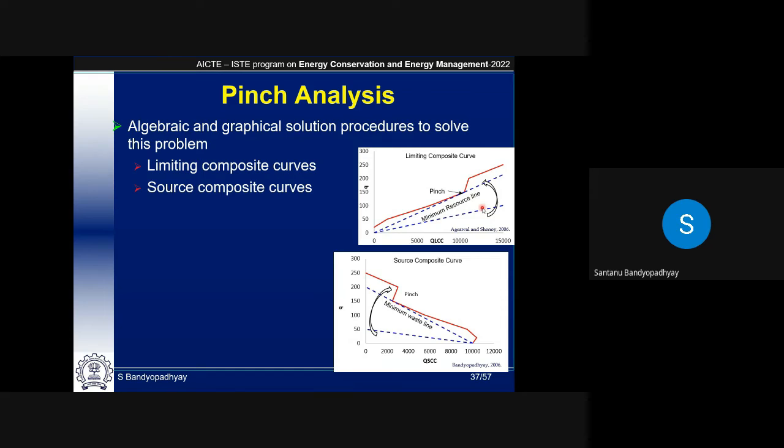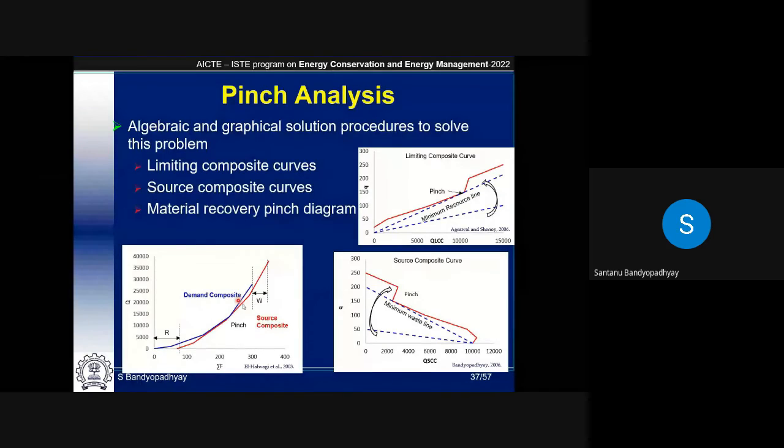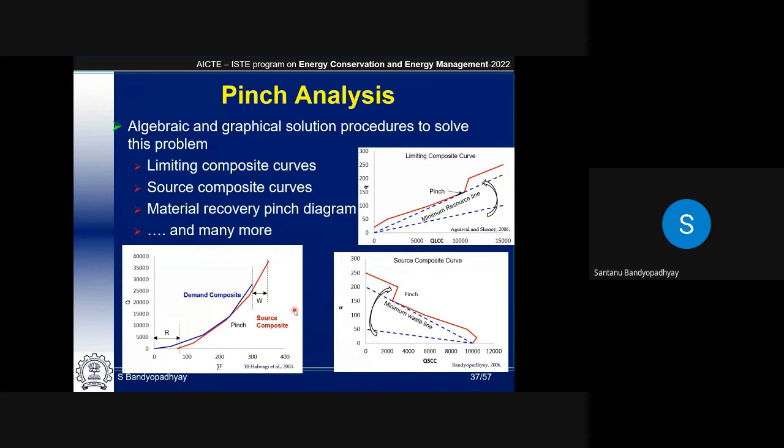It can be the source composite curve, where you want to minimize the waste requirement, and something like the composite curves: demand composite, source composite, or hot composite and cold composite. You can calculate the resource and the waste. So there are different approaches for these generalized problems, and there are many modes. We are not going to focus on any of these techniques, but just to give you a highlight of what is happening in this domain.